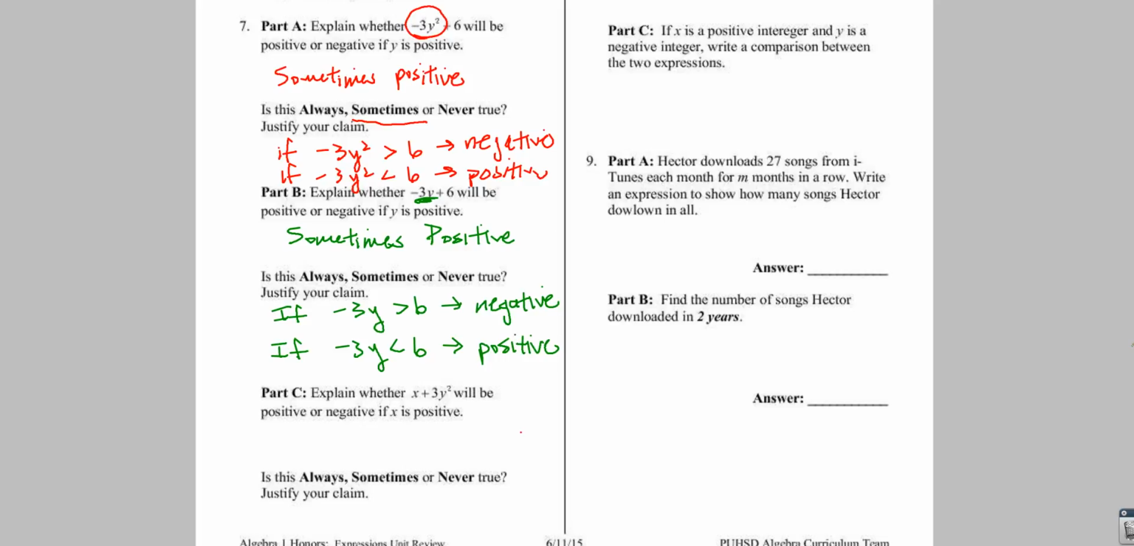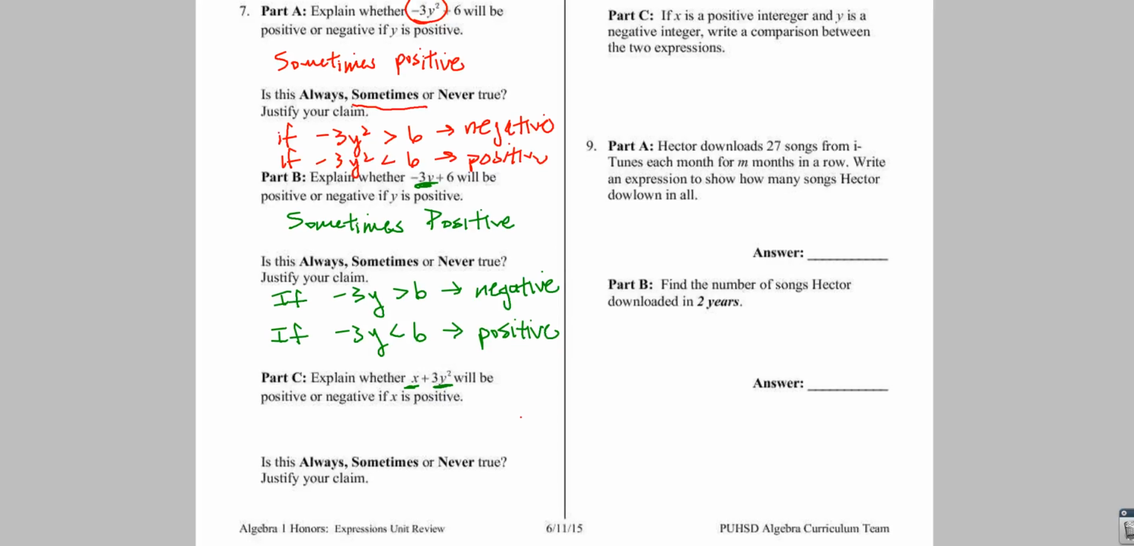Part C, explain whether x plus 3y squared will be positive or negative if x is positive. So if x is positive, this will be positive. And y is squared, so this term will also be positive. So since both terms are always positive, my solution will be always positive.